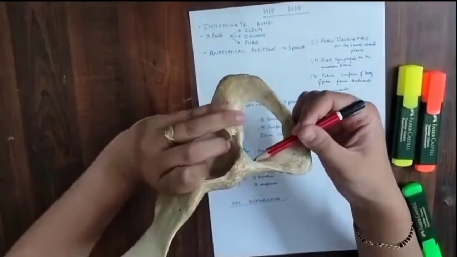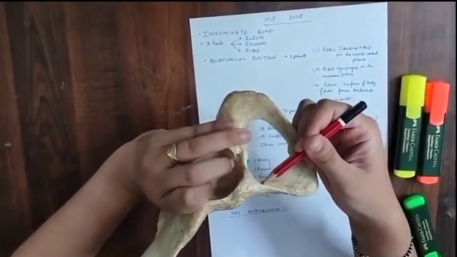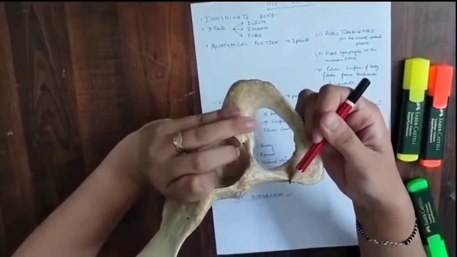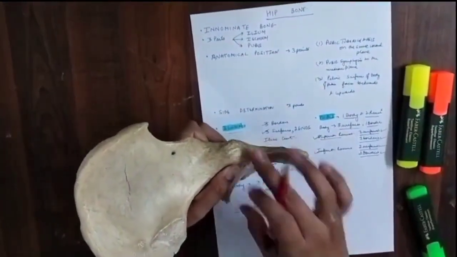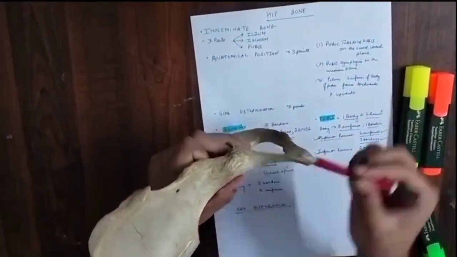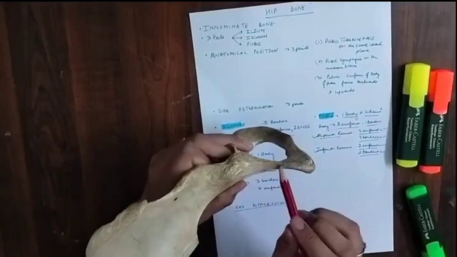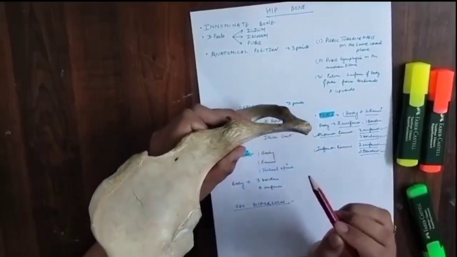Anteriorly we have one more border, that is known as anterior border, or we call it obturator crest. Now talking about the surfaces of this ramus, between the superior and anterior border we have a triangular surface. The surface is known as pectineal surface.